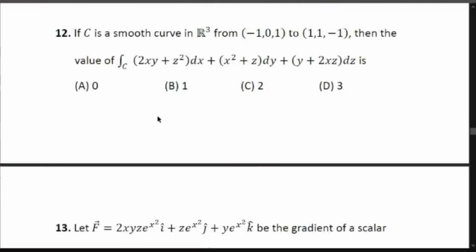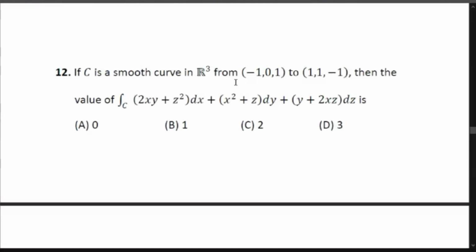Next question is this: if C is a smooth curve in R3 which connects the points (-1, 0, 1) to (1, 1, -1), then the value of the integral (2xy plus z square) dx plus (x square plus z) dy plus (y plus 2xz) dz is. So I need to find out the value of this integral. C is given as a smooth curve in R3, starting from the point (-1, 0, 1) to the point (1, 1, -1). So then I need to find out the value of the given integral.